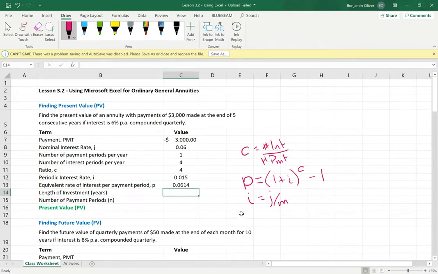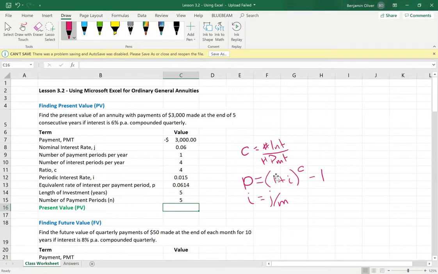So your length of investment was given in the question as 5 years. So our number of payment periods can be calculated as the number of years times the number of payment periods per year. Okay, so that's the other distinction, because the number of payment periods is different than the number of interest periods. Okay, so you arrive at a number of payment periods of 5.